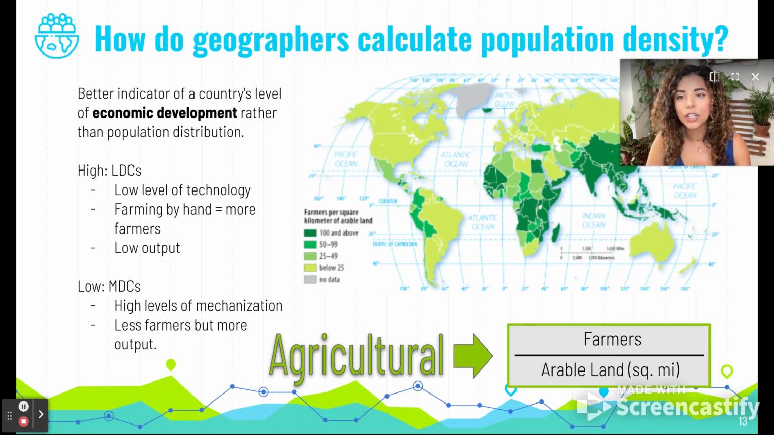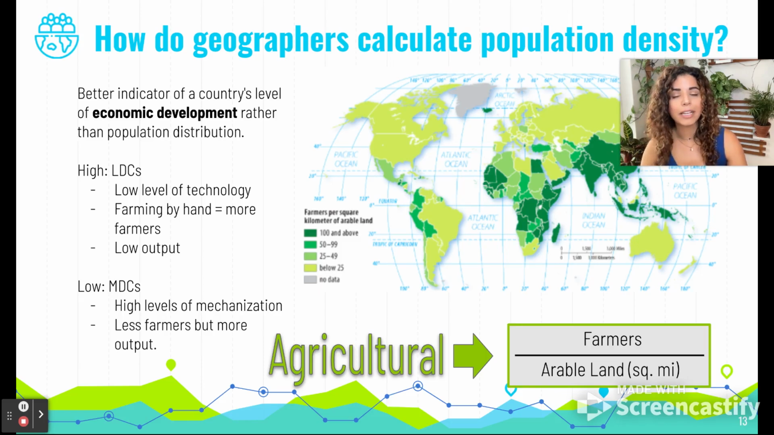And then finally, we have agricultural population density. This gives you a little bit of insight into the economic development, not exactly population distribution. This is the number of farmers divided by the amount of arable land. If we look here, we can see the darker green means that they have more farmers per square unit of arable land. So ultimately, the insight that this is providing is that less developed countries, LDCs, tend to have lower levels of technology. They don't have as much machinery to help them with their farming.